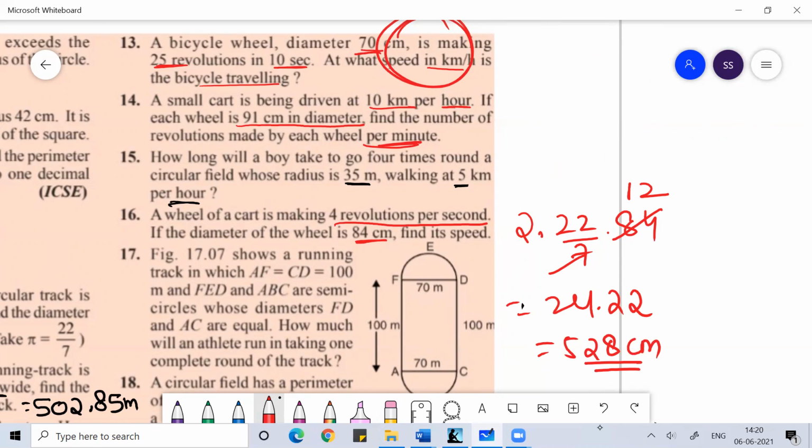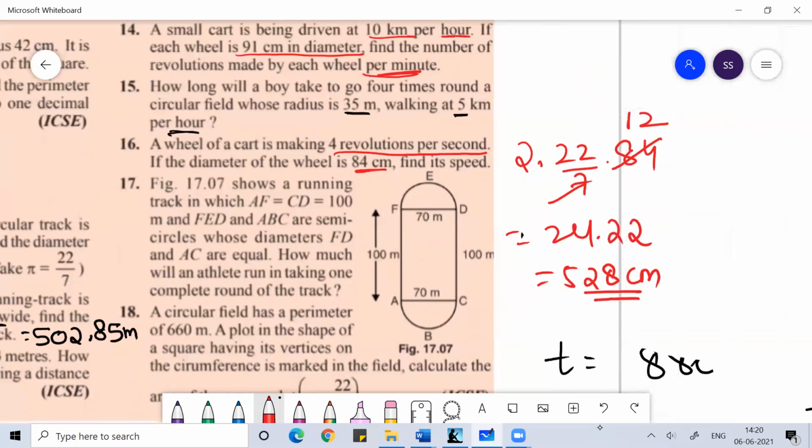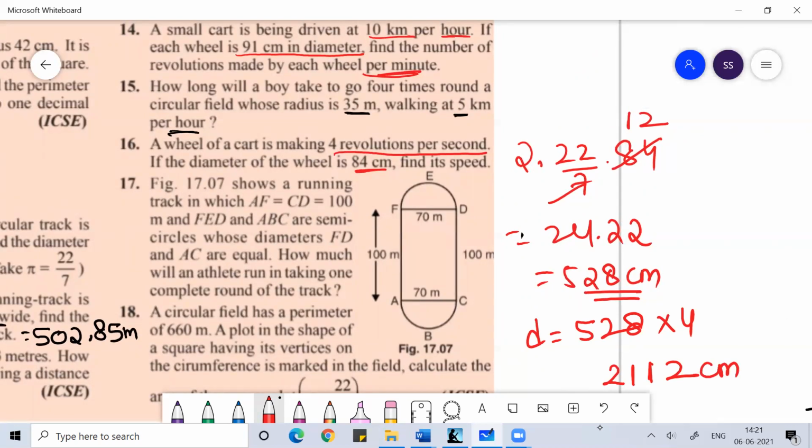I'm just converting into kilometer per hour. 1 revolution means 528 centimeter, and it is making 4 revolutions. So what is the distance you would have covered in 4 revolutions? 528 into 4, 32, 3 carry, 11, 1 carry, 2112 centimeter. I hope so. This is 32, 3 carry, 11, 11, right, 1 carry, 2, 1. 38.016 kilometer per hour. Correct.